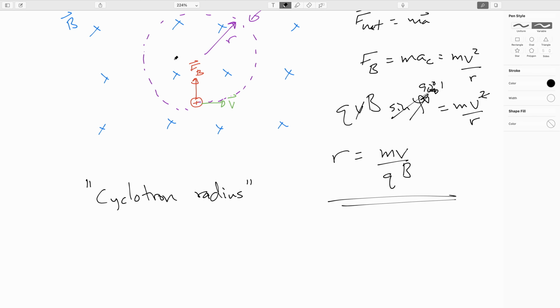Now, in practice, the speeds these particles get to wind up being substantial fractions of the speed of light, and this equation has to be modified. But if things are going a smaller percentage of the speed of light, this works just fine.